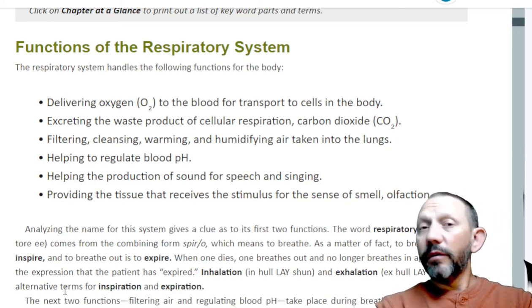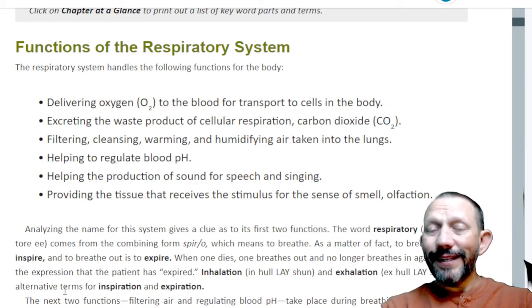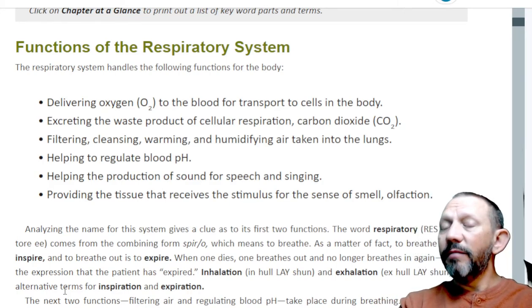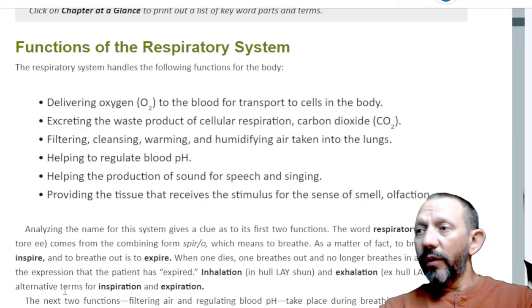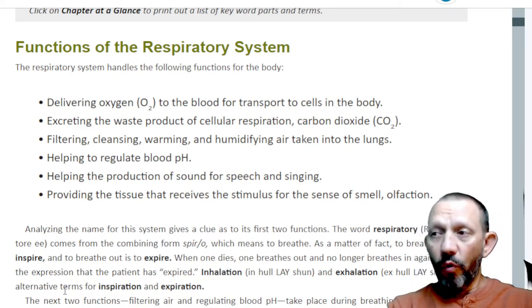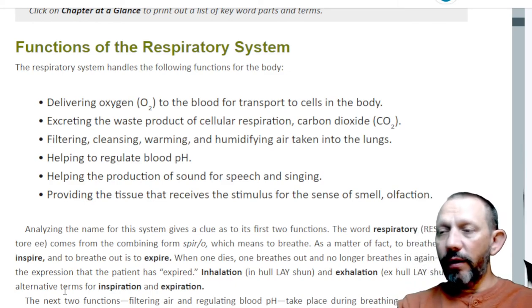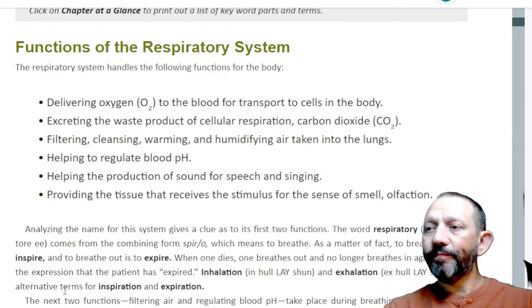So filtering, okay, you use the nose hairs first. Cleansing, that's also going to be nose hairs and the mucous membranes of the nasal, oro, and laryngopharynx, okay, and then humidifying, same thing. Warming, yes, same thing, the air getting into the lungs. It's very good to have humid air, actually. It'll help your sinuses as well.